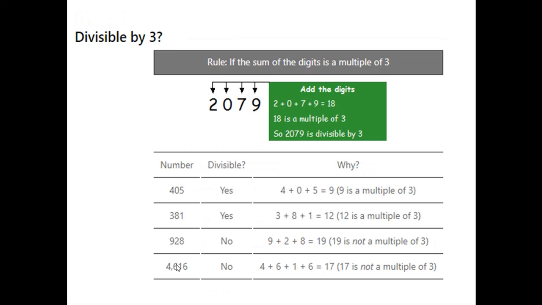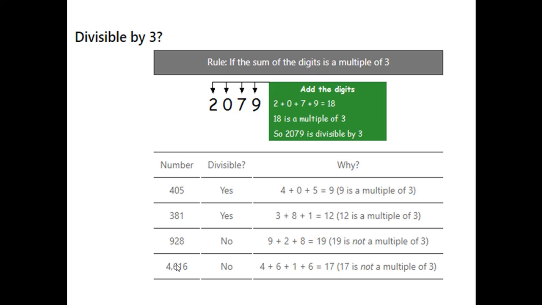Now coming to divisibility by 3. In the previous three, divisibility by 10, 5 and 2, we only check the last digit, that's enough: 0 or 5 for divisibility by 5, and 0, 2, 4, 6, 8 for divisibility by 2. But in divisibility by 3, we have to look at all the digits.